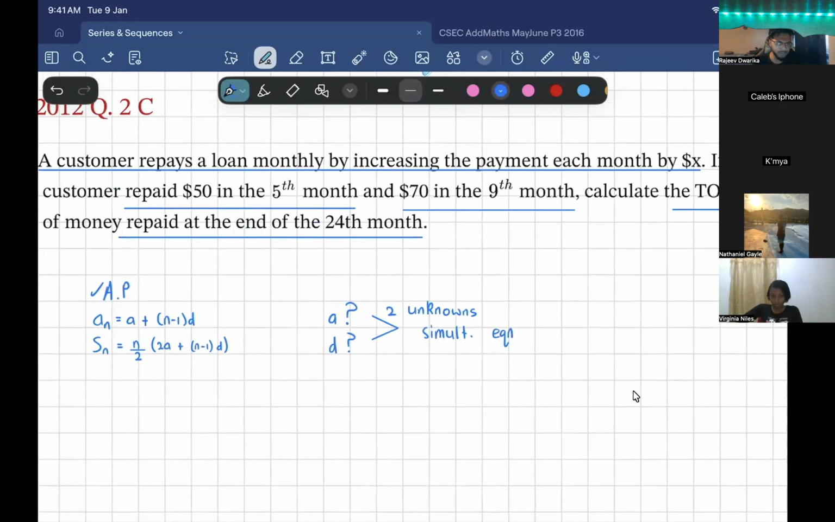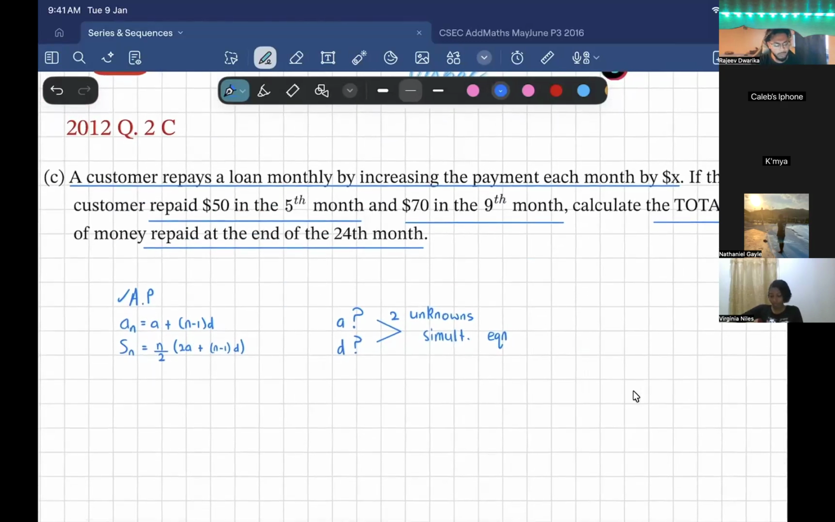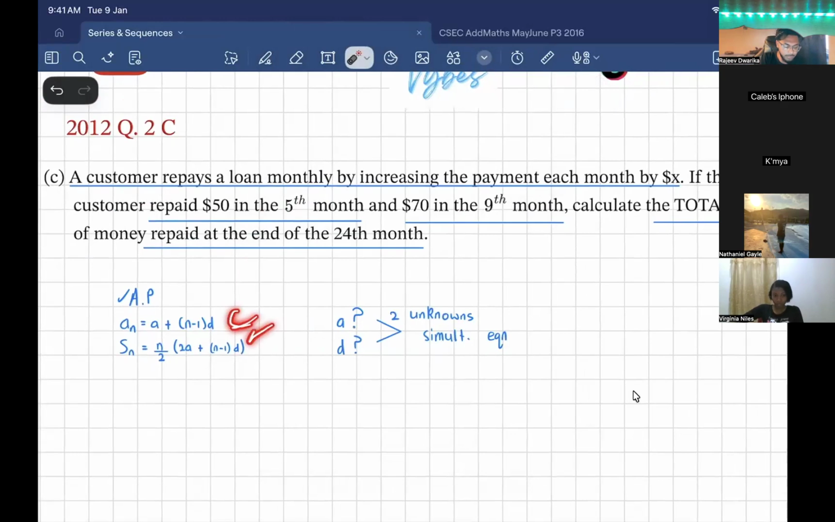Now, for me to solve a pair of simultaneous equations, I need how many equations? Two, right? So, given the information in the question, I need to now form two equations. Which formula do you think I'm going to use out of these two to form the two equations? The n-th term formula. Yes, I'll use the n-th term formula.